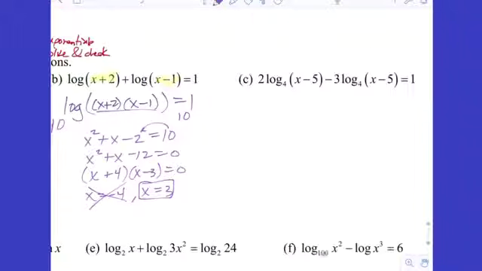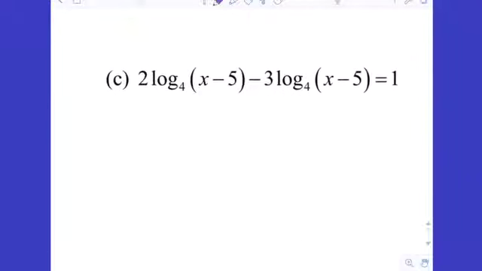All right, part C. Kind of the same thing. You got two logs. You got to condense it, but in this case, you got a 2 out front of the first one. So you could bring the 2 up and you could bring the 3 up if you want, but there's an easier way on this one. They're both log base 4, but what do you notice about the arguments in this case? They're the same. We haven't had that before. So these are actually like terms.